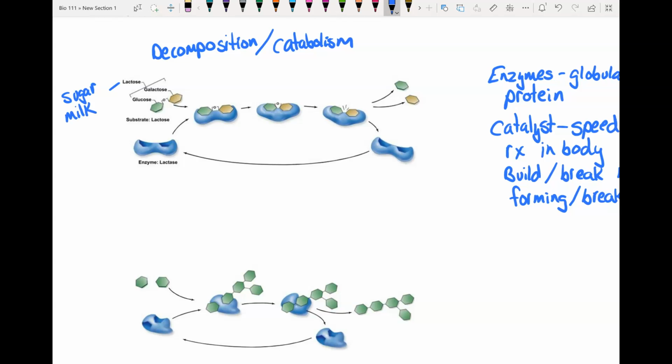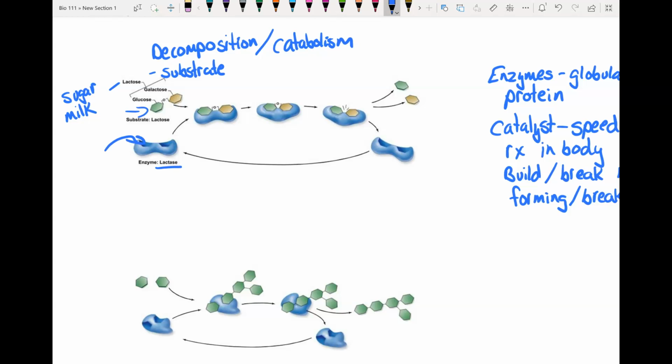It is a disaccharide. So di means two. Notice it's two individual carbohydrates linked together. It's glucose and galactose linked together to make a disaccharide. Here you have the enzyme lactase. Lactase binds to the lactose. So in this case, lactose is our substrate. The substrate is the molecule that the enzyme acts on.